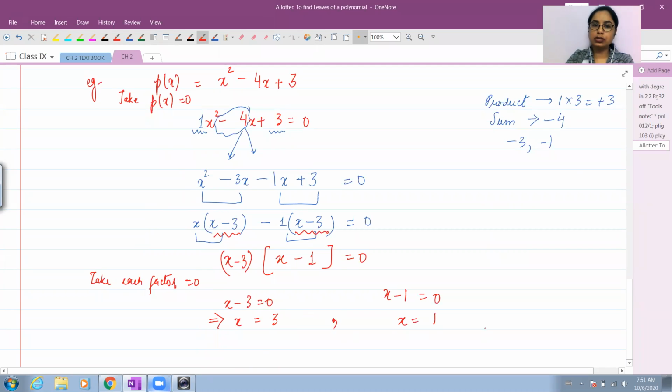So these are the two zeros of p(x). You put x equals 3, your expression will become 0. You put x equals 1, your expression will become 0. Now all these were based on what you have done earlier. I'm going to take another example, which is a little different from the ones we just did. And then we will start with the exercise.